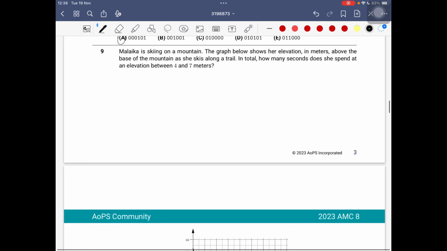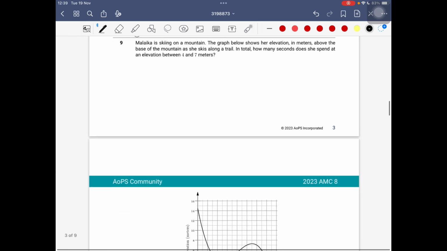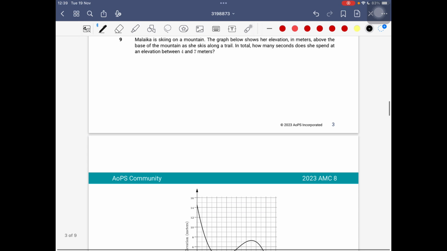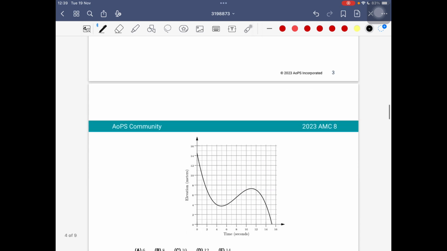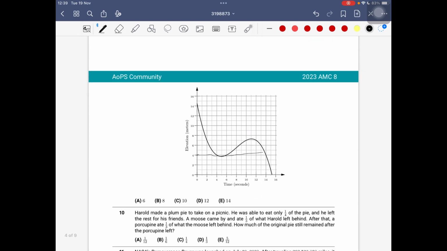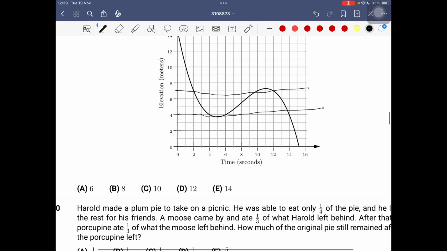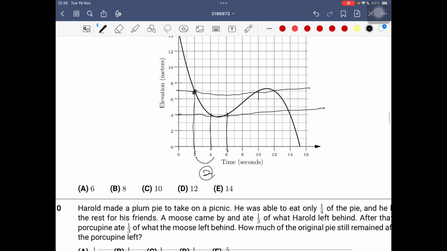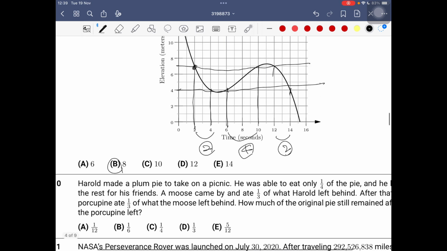And Malaika is skiing on the mountain elevation. Okay, so how many seconds does she spend between 4 and 7? 4 and 7. Okay, so here 2 seconds, here 4 seconds, 2 seconds, altogether 8.